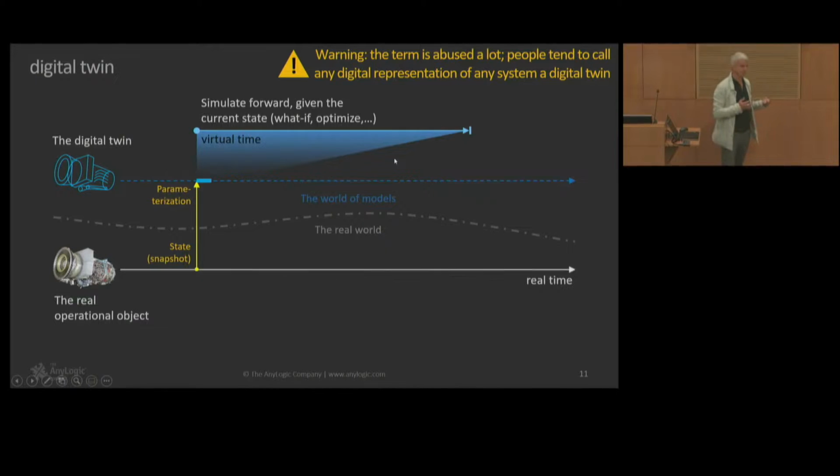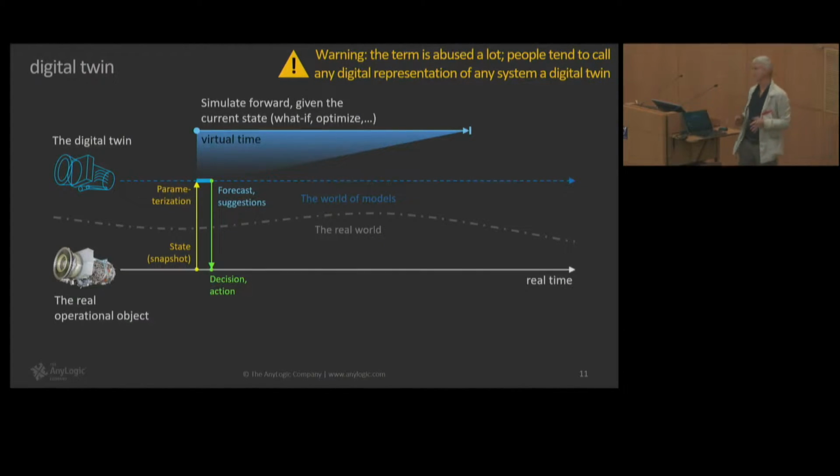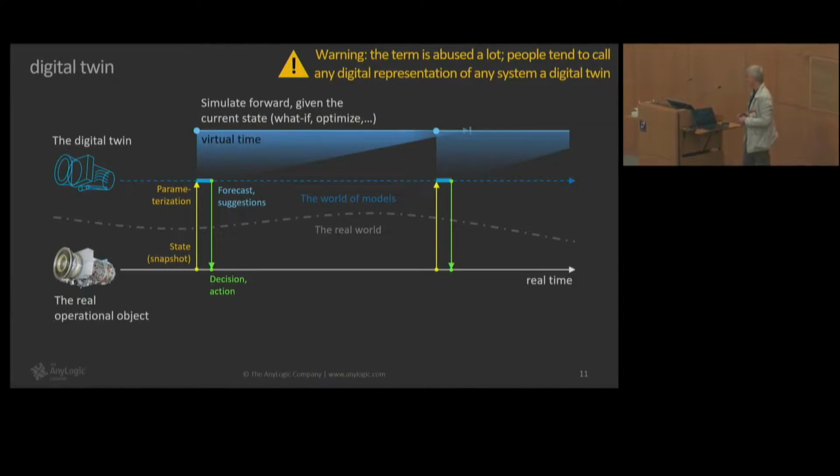Now, when we finish our analysis and forecasting, we send some suggestions to the real world, and then maybe some actions are taken. Now, that is happening not once, but periodically. Now, what is the time between it? It can be anything. It can be, for example, an hour. It can be a minute.